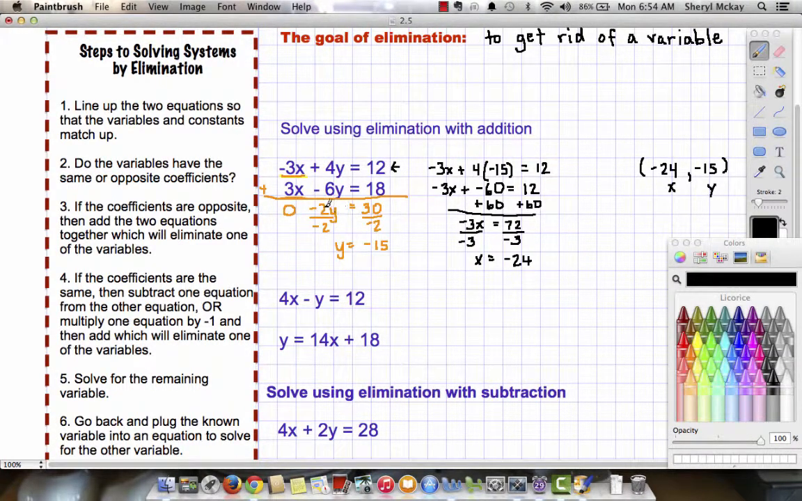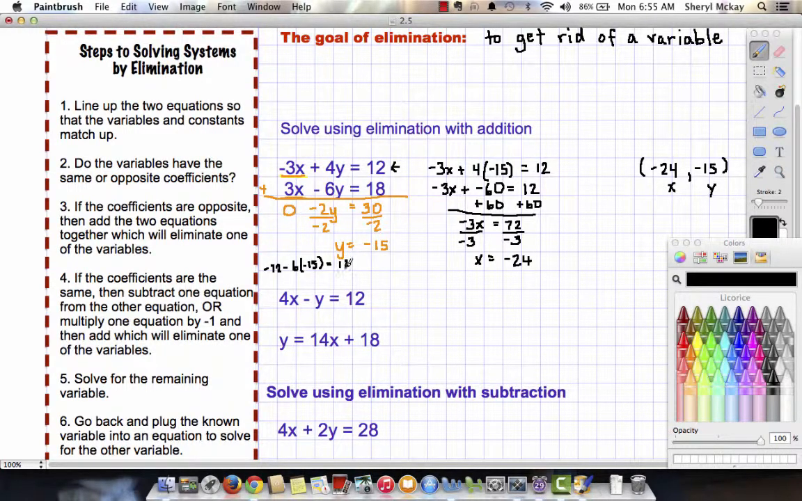So I already did the first one. So what if I did the second one? 3 times negative 24 is, we just figured out, 72. So that would be negative 72. So I'm just going to write over here negative 72 minus 6 times negative 15. So 6 times a negative 15 should be another 30 onto 60. So that should be negative 72 minus negative 90, if I'm doing my math correct. And that should be equal to 18.